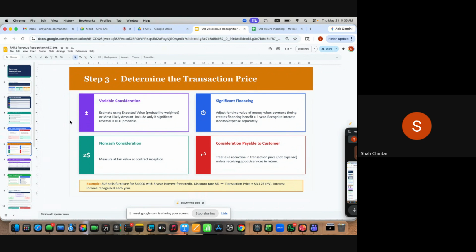And the last is the consideration payable to the customer. So if you give any money back to the customer and give him an option to consume that money in future, it is recorded as a reduction of the revenue. So for example, loyalty points, merchant points.